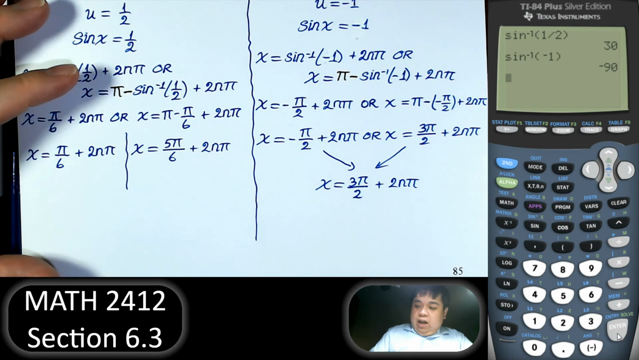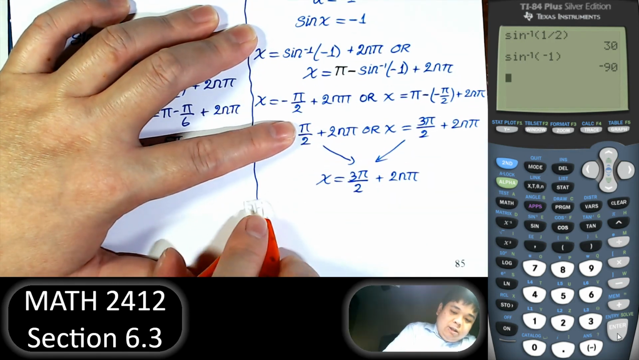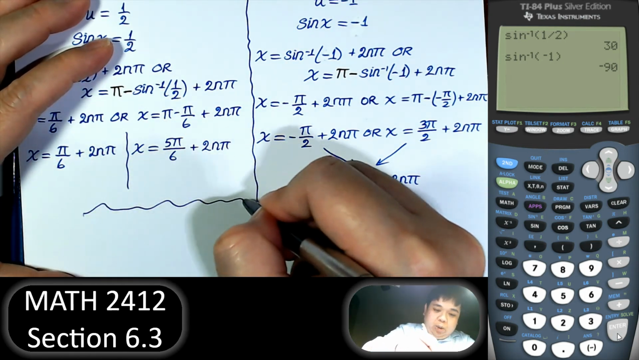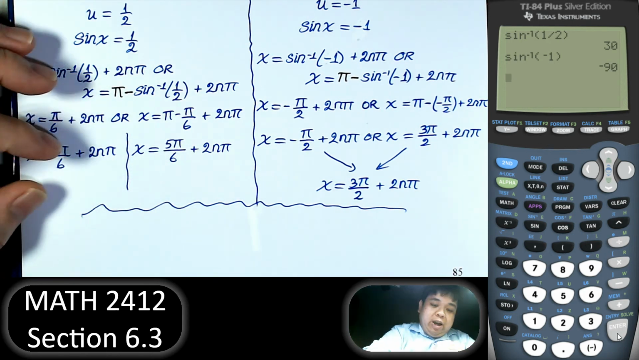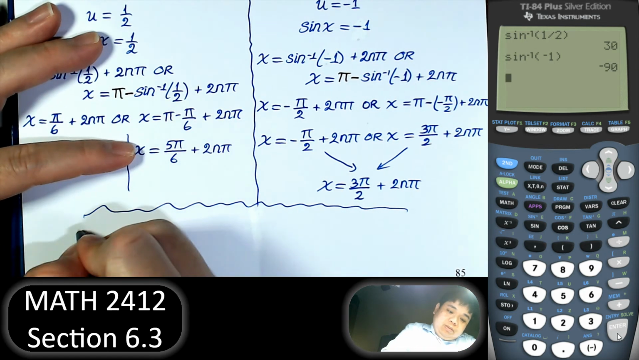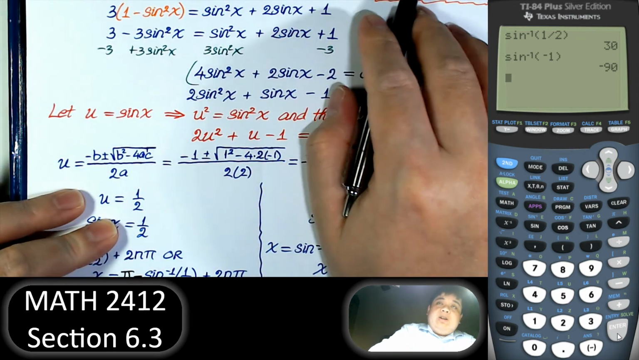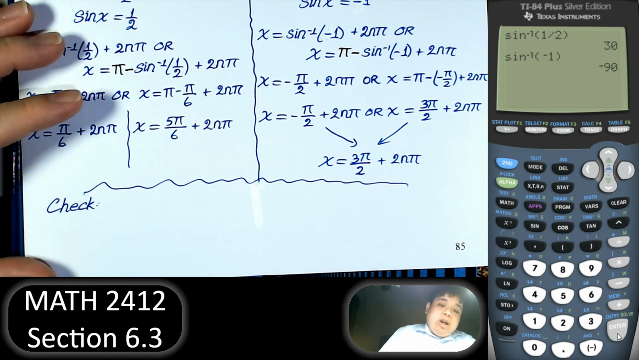And now we check. Because this one we do not restrict the solution between 0 and 2 pi, so we do not choose values for n. We just go ahead and check. The reason we check is because we square both sides. Every time we square both sides, we have to check the answer.